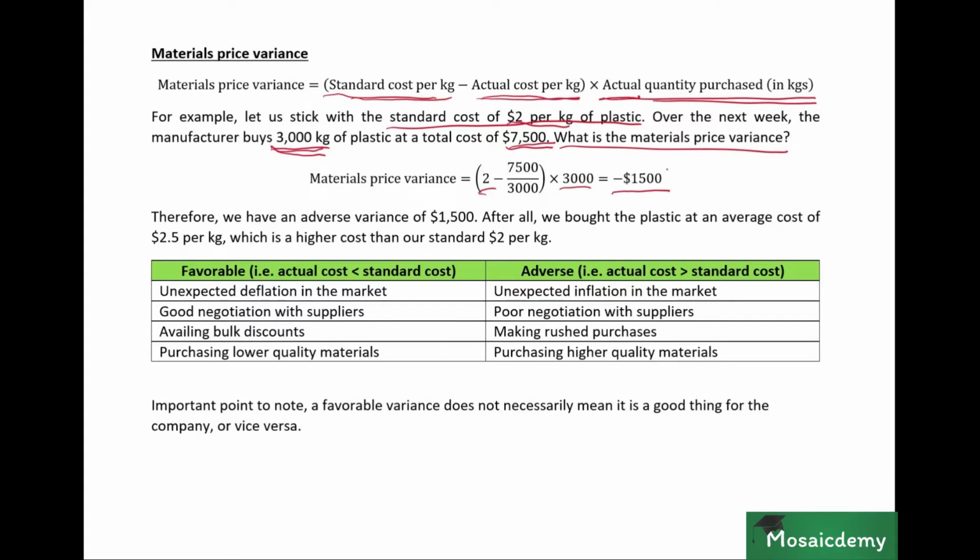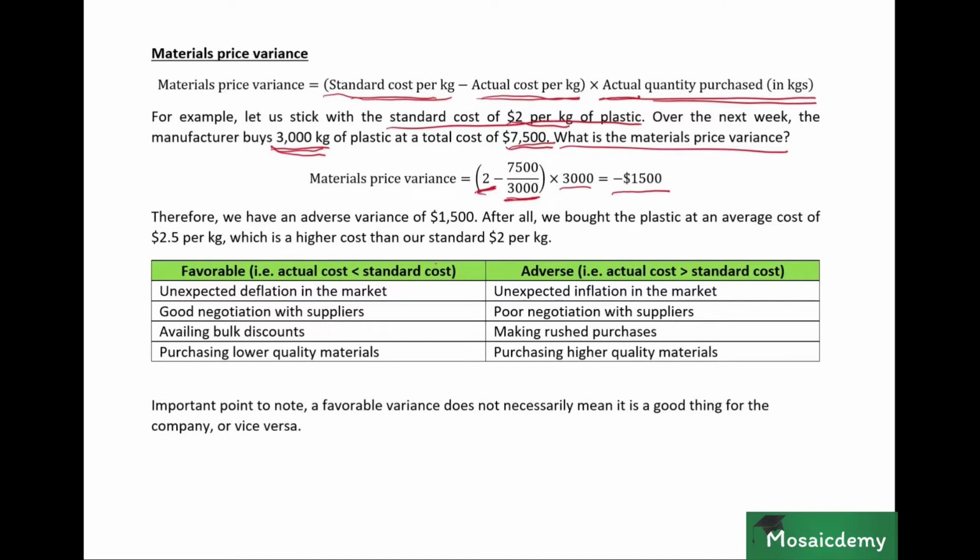Why? Because we said we should buy at an average cost of $2 per kg. We ended up buying at an average cost of $2.5 per kg. Since we paid more than was expected, and that's a bad thing, it's a cost, that's why the variance was adverse. Now, it's just one thing to know whether the variance was favorable or adverse, but that's not the gist of it. As an analyst, we need to look deeper.